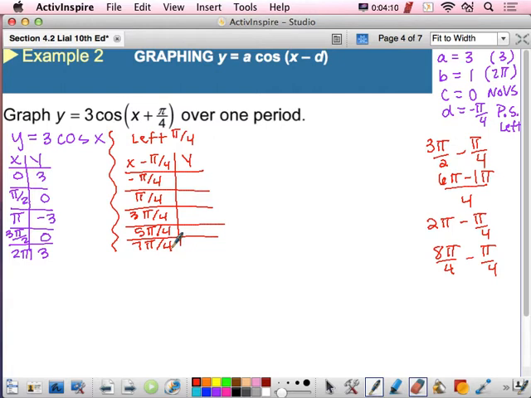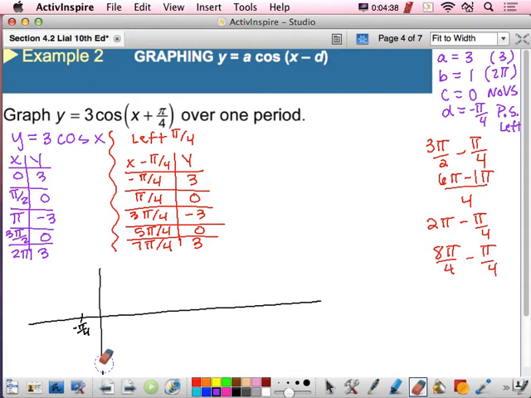Now our y values didn't change because we do not have a vertical shift. So this will stay 3, 0, negative 3, 0, 3. And then we'll come down and we'll graph that. Okay. So I need a negative pi over 4, 0, 1 pi over 4.